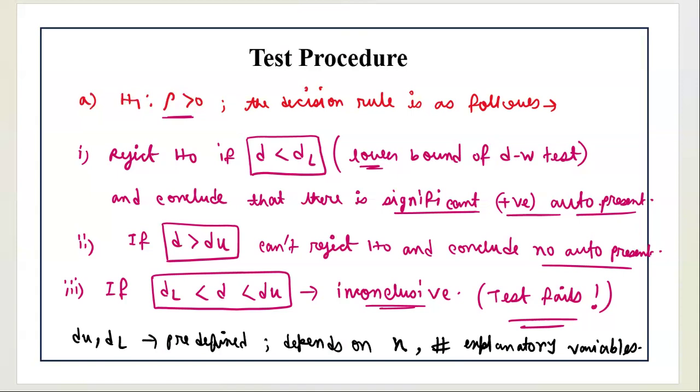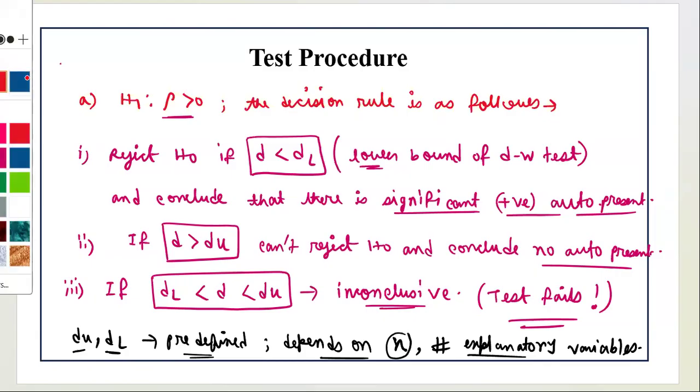So these are the two things that will determine the upper bound and the lower bound of the D statistic value, which has to be predefined before going into the test. Before going into the test, you have to define the lower bound and the upper bound of the statistic we are going to use, depending upon the number of observations and also the number of explanatory variables.